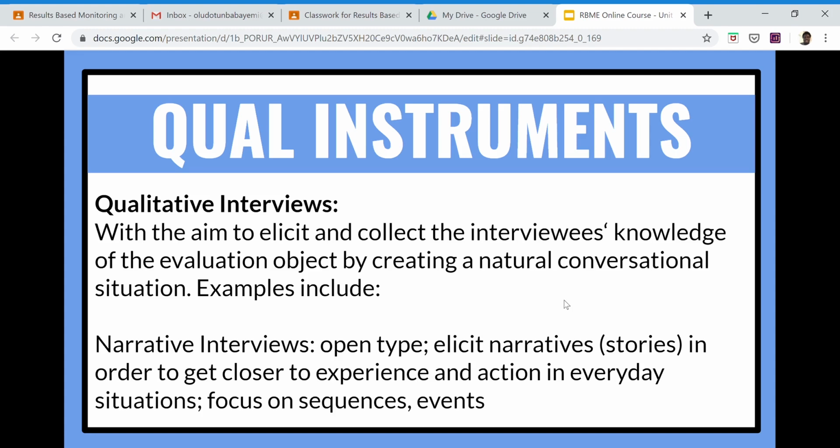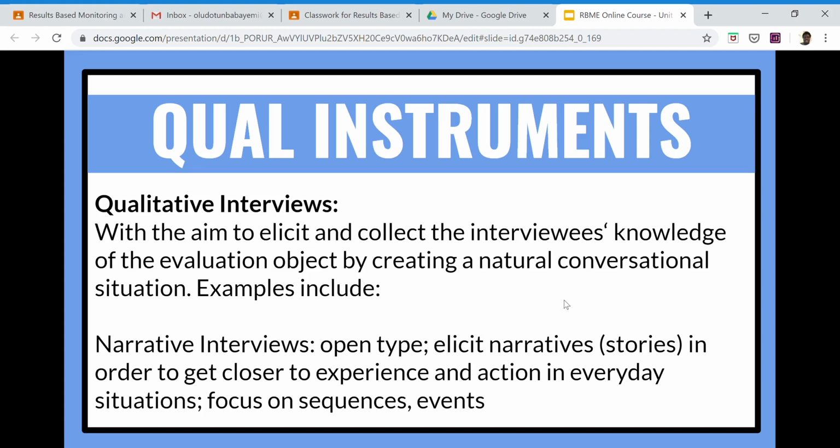Most times, there are interviews that we refer to as qualitative interviews. They are mostly important for letting interviewees talk much more about the knowledge they have about a particular program or policy. It's meant to elicit their perception and collect a whole body of knowledge that beneficiaries, stakeholders, and project implementers have about a particular project, program, or policy.